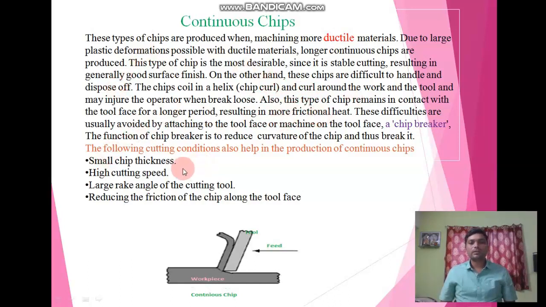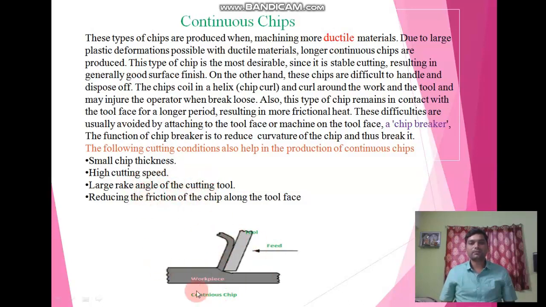Some conditions also help the production of continuous chips. First, we need a small chip thickness; then high cutting speed also creates continuous chips, a large rake angle also creates continuous chips, and reducing the friction of the chip along the tool face will also create continuous chips. So these are some conditions under which we get continuous chips.